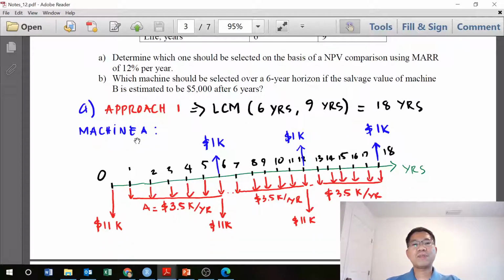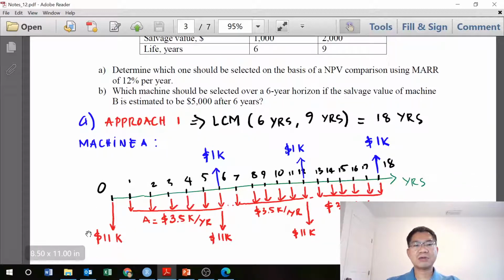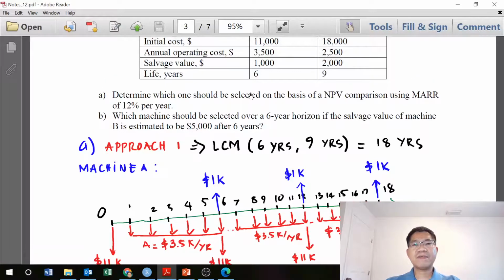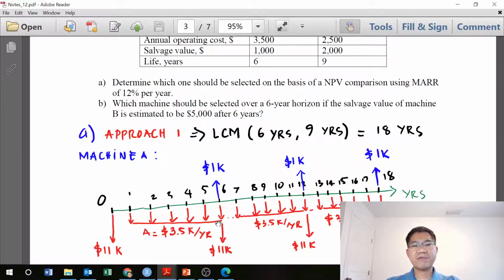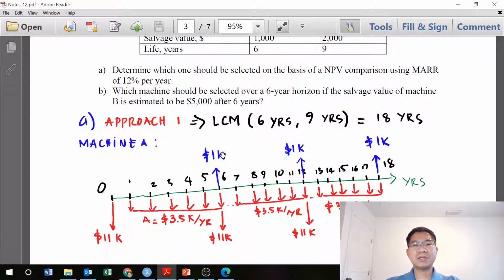And then we draw the machine A cash flow, and we always draw the cash flow diagram for each alternative. In this case, machine A, you are spending 11,000 at initial cost, and operating cost 3,500 every year, 3,500 for 6 years. At the end of year 6, I resell for a salvage value of 1,000. Realize going up 1,000 here.